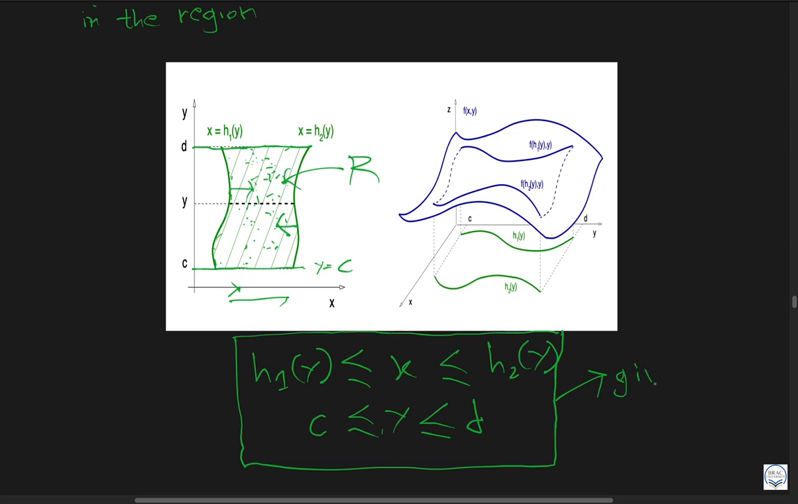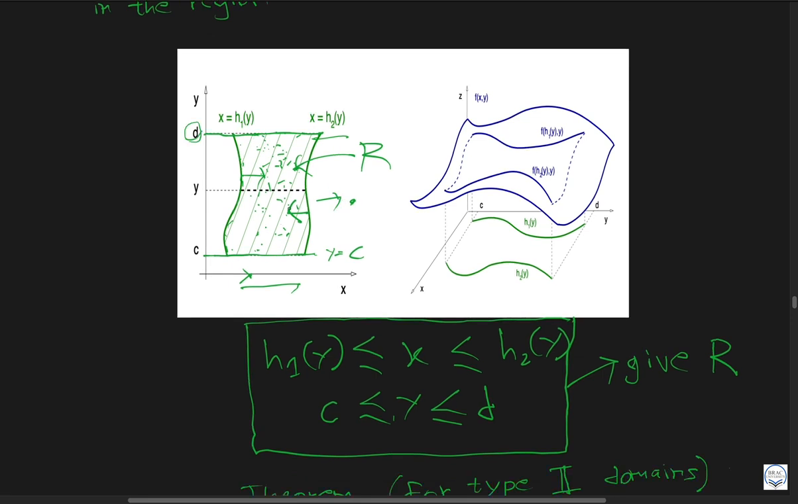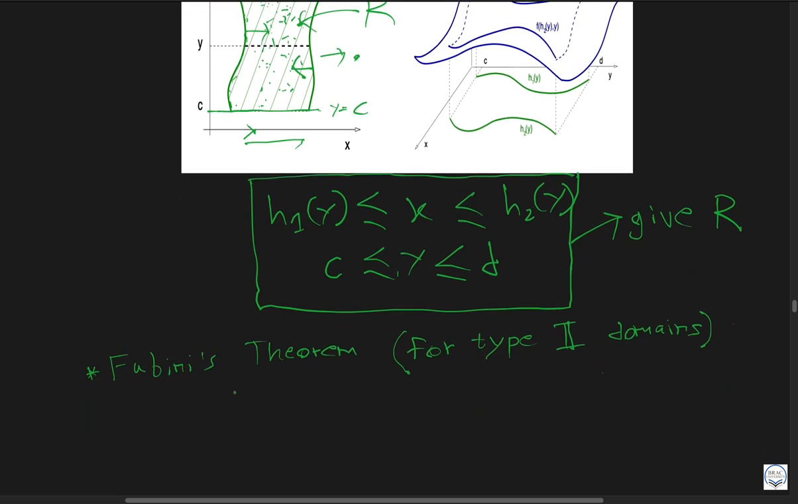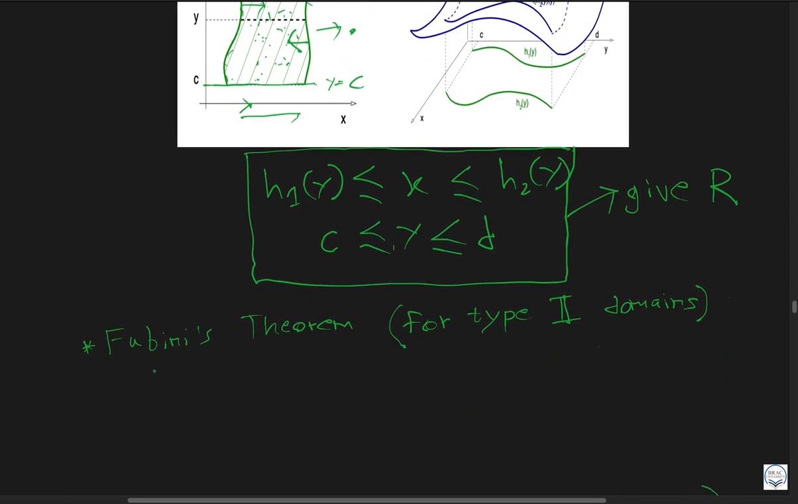And these two inequalities will give me R. Any points which do not satisfy either of these inequalities, for instance, if we have a point over here, it does satisfy the y inequality, it is within y equals c to y equals d, but it fails to satisfy the x inequality because x is definitely larger than h2 here, it is more towards the right than h2. Now we are in a position to state Fubini's theorem applied on type 2 domains.